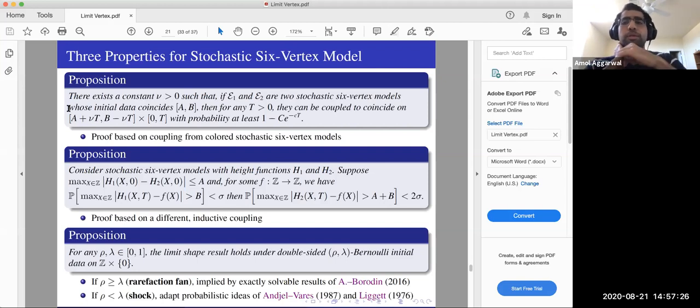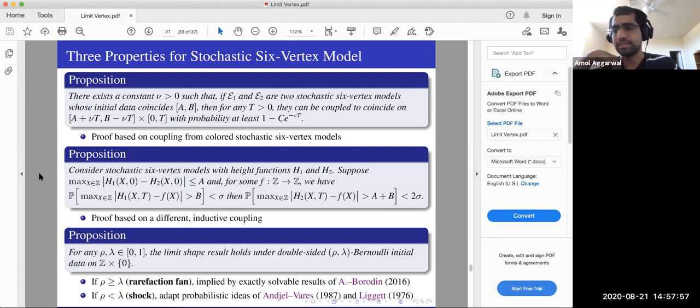Okay, so the finite speed of propagation is the following. If I take 2 stochastic 6-vertex models whose initial data coincides on this interval AB, then I can couple the dynamics of these 2 models so that they coincide on the slightly shrunk interval A plus nu t, B minus nu t, at time t, with high probability, with exponential probability in t. The proof of this result is based on a coupling for certain types of colored stochastic 6-vertex models.